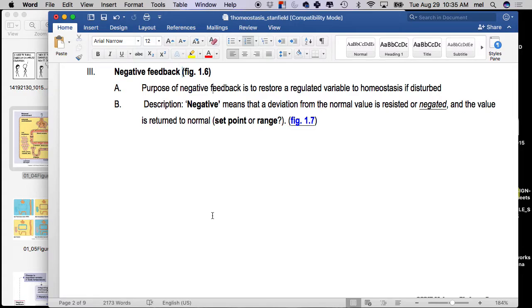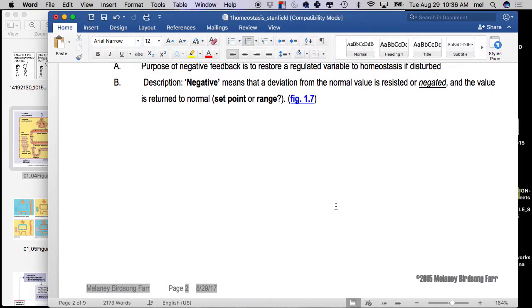So, for instance, in a negative feedback situation, in order to maintain homeostasis, if my blood pressure goes up, then the prediction, of course, is that negative feedback would bring it back down. But if my blood pressure went down, what would negative feedback do? Bring it back up, right? So do you see that it's not directionality? Negative means negate or oppose, right? So whatever direction the disturbance is, negative feedback opposes it to bring it back into homeostasis, okay? All right, so it means that any deviation from the normal value is resisted or negated.